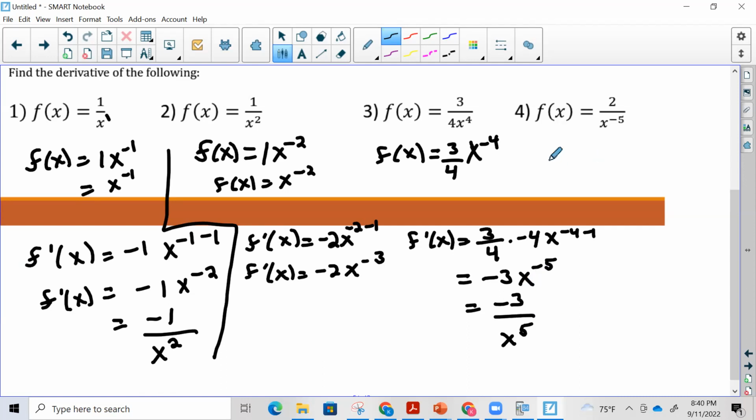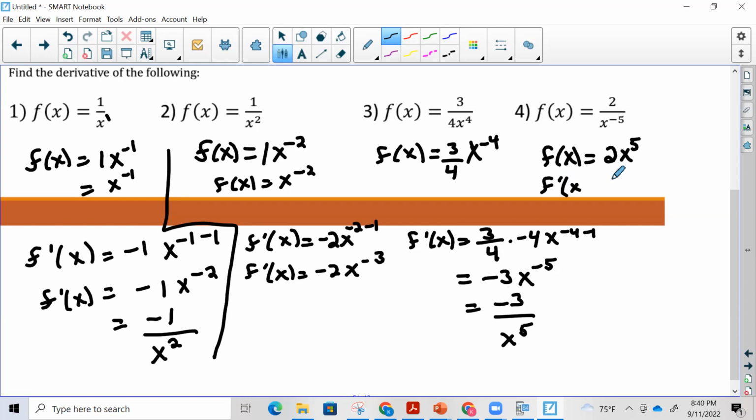And then the last one for number 4 is I have a negative exponent. So if I move that to the numerator, it actually becomes positive. We always change the sign when we move it to the numerator. So when it's positive, it becomes negative when we move it to the numerator. When it's negative, we move it to positive, and then we can just take our derivative.